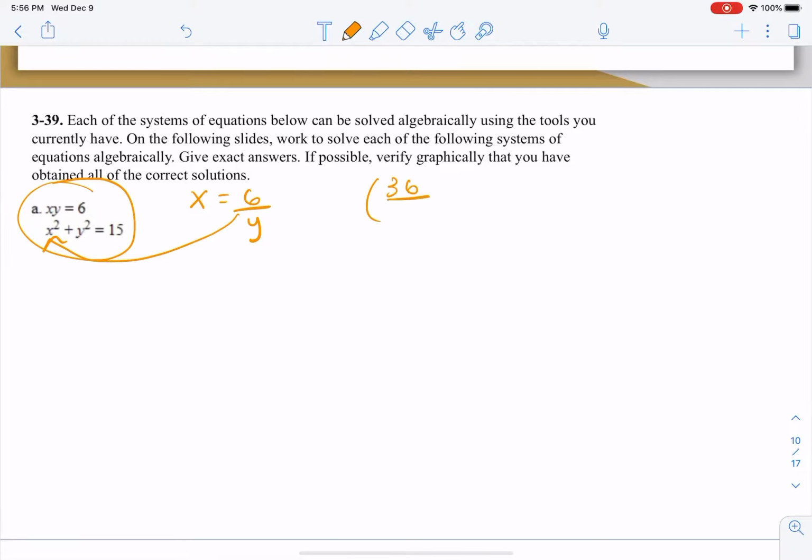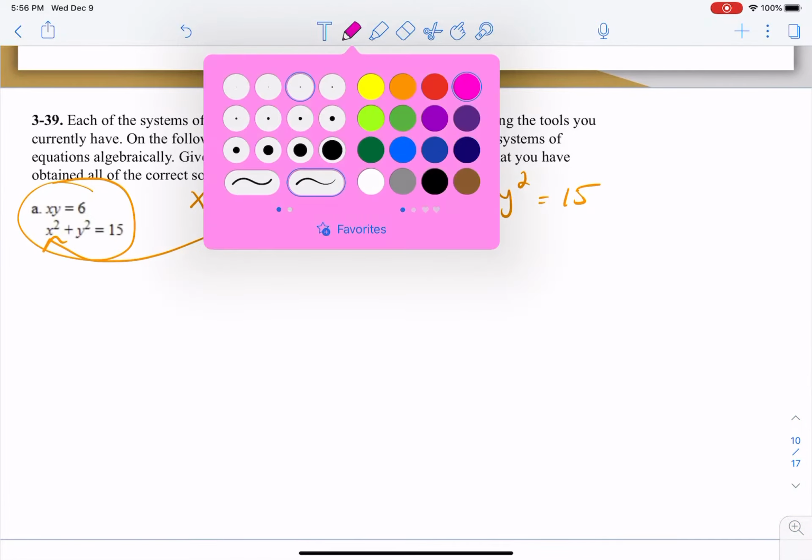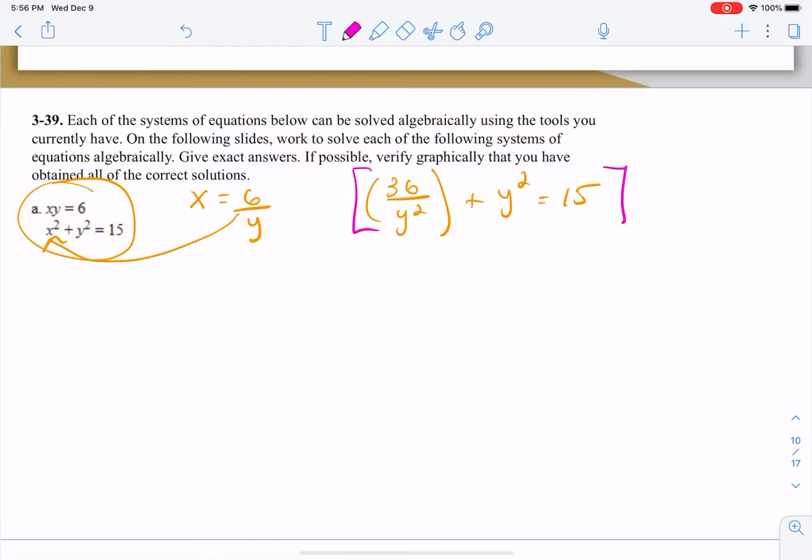I have 36 over y squared plus y squared equals 15. To get rid of the denominator, I'm going to multiply both sides of the equation by y squared. So I have 36 plus y to the 4th. I'm sorry, 36, because the y squareds cancel each other out. So I have 36 plus y to the 4th equals 15y squared.